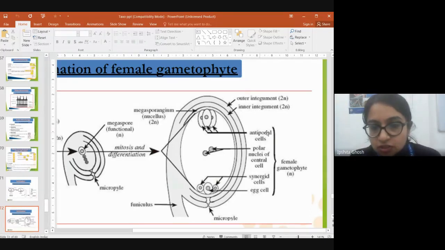So you all know the different parts now of the female gametophyte, right? So what are these? Now we are moving towards double fertilization. So why is it called double fertilization? A very characteristic of angiosperms. So can any one of you explain what is double fertilization and why it is so called?